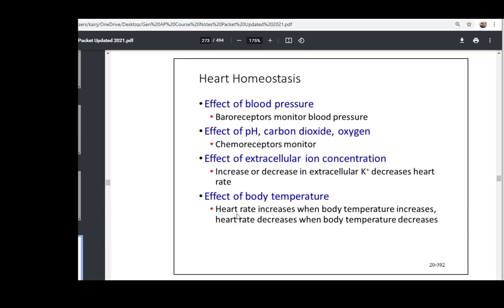When we're very cold, heart rate goes down because the needs of the body are less. We don't need to deliver as much oxygen to the tissues. So when animals are hibernating, the body temperature goes down and their heart rate decreases.